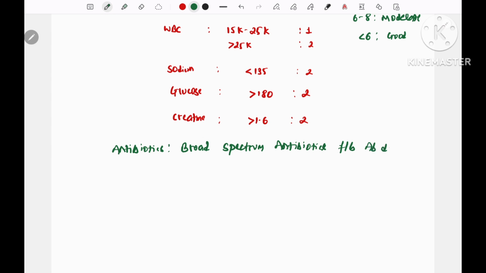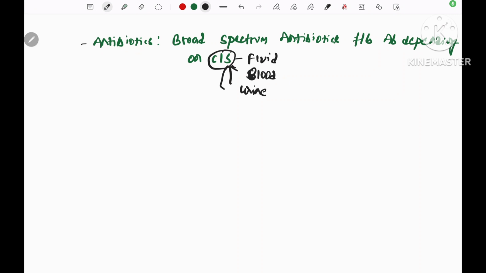So broad spectrum antibiotics followed by antibiotics depending on culture and sensitivity. For culture, we send the fluid which is coming out of the area of infection, and we also send blood, we also send urine, and we also send the culture of pus.